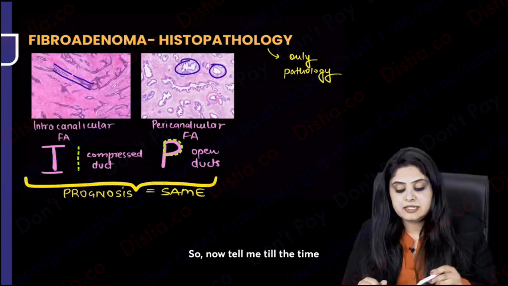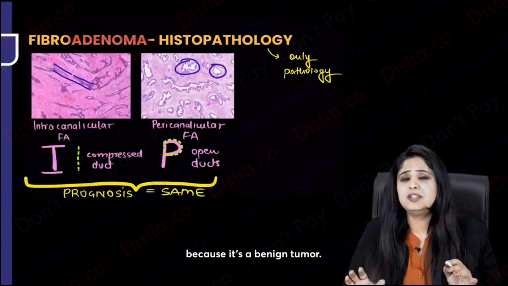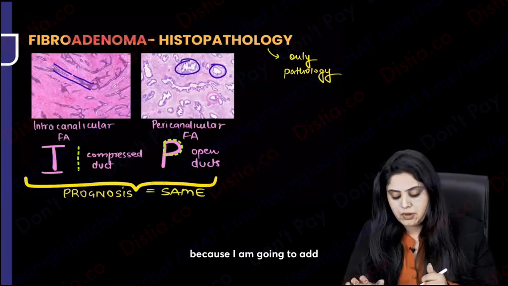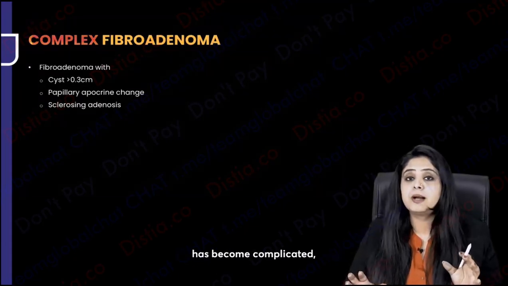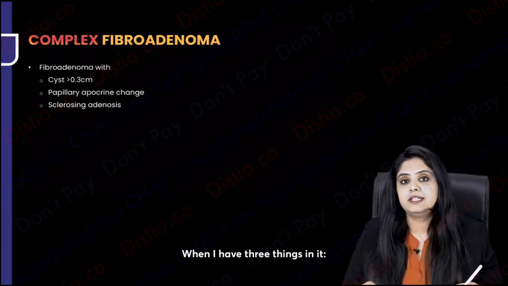So now tell me, till the time I'm talking about fibroadenoma, all of you are not very worried because it's a benign tumor, but now I'm going to make you a little worried because I am going to add some complex features into it. So when do I say the fibroadenoma has become complicated? It has become a complex fibroadenoma when I have three things in it.